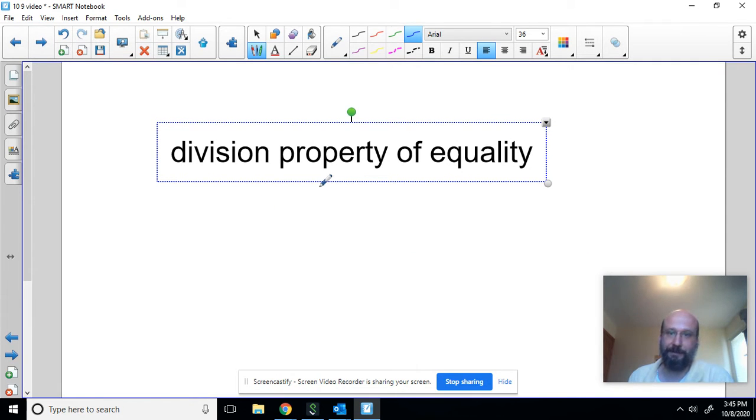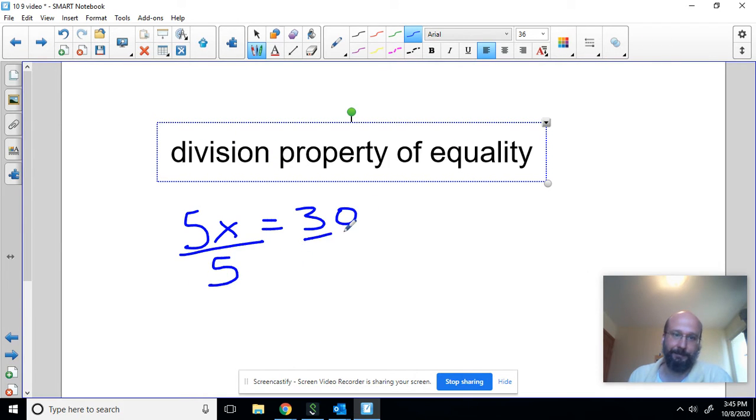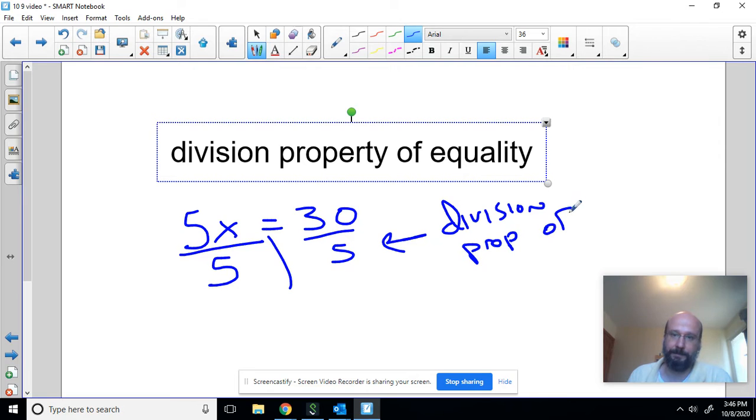Now the division property of equality, if you have something like 5 times x equals 30, division property of equality is when you divide from both sides of the equal mark. So this division step is the division property of equality. Now x equals 6, right? All equality properties, you need to do something on both sides of an equal mark.